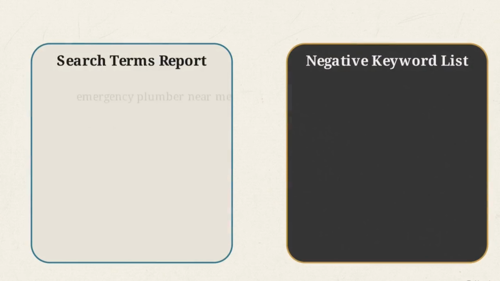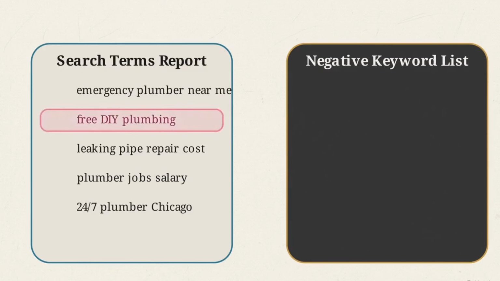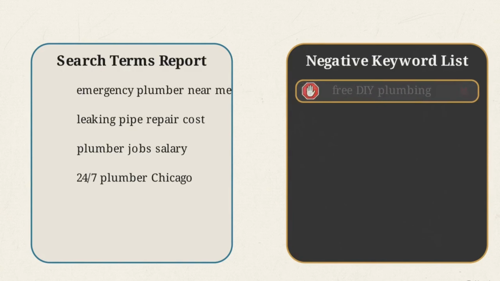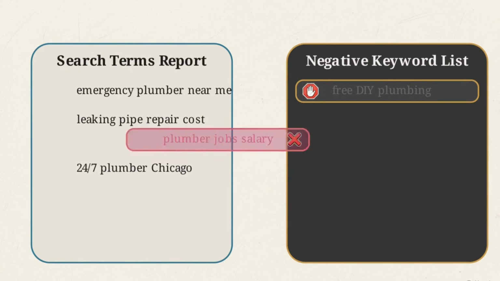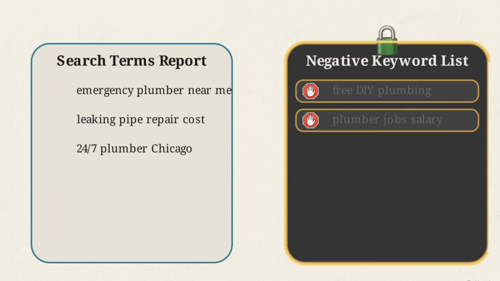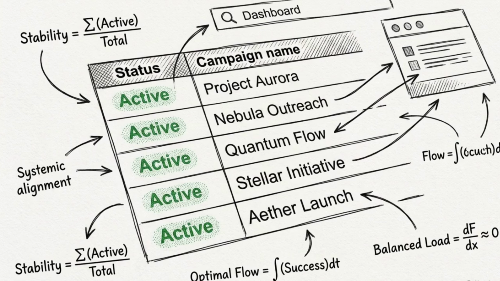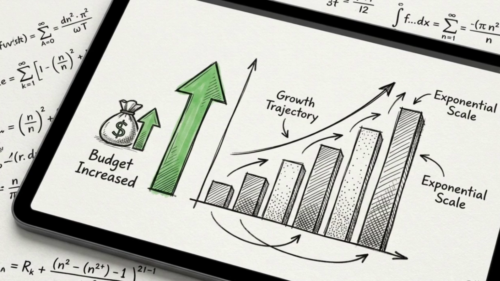Look through that list carefully. When you spot searches that don't match your offer, turn them into negative keywords immediately. Making this a weekly habit permanently plugs the leaks in your budget. Once this disciplined structure is in place and your cost per acquisition is profitable, scaling your budget is no longer a gamble. You are simply feeding a proven system.